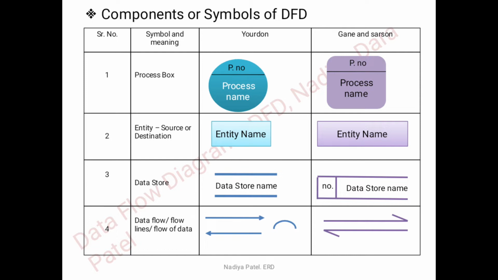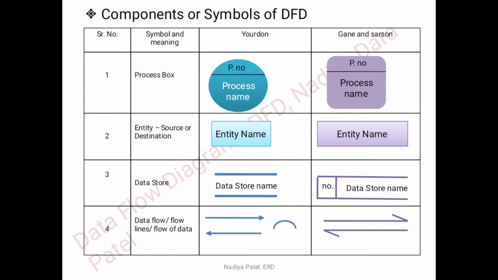So as you can see, there are at most 4 symbols used in drawing DFD. There are two types of symbols, you can say. One is the Yourdon symbol and the other is the Gane and Sarson symbol. But the count of symbols is the same, and the meaning of symbols is again the same. The first symbol which is used is the process box. As the name is suggesting, this symbol is used to show any process which takes place in your system.